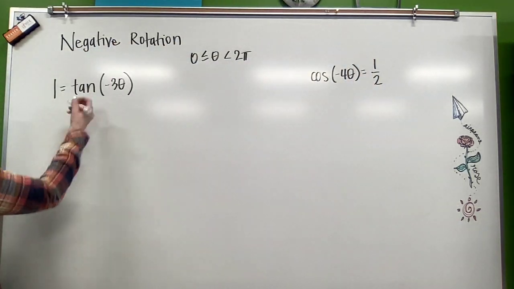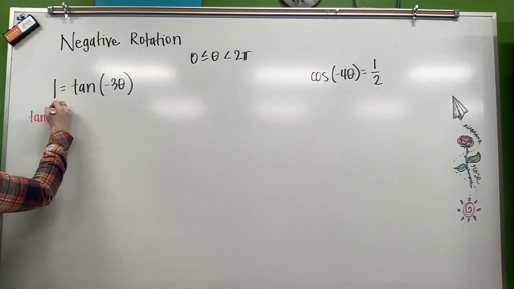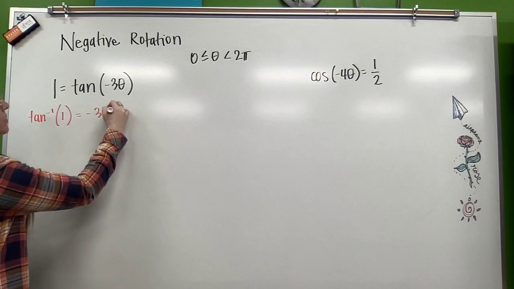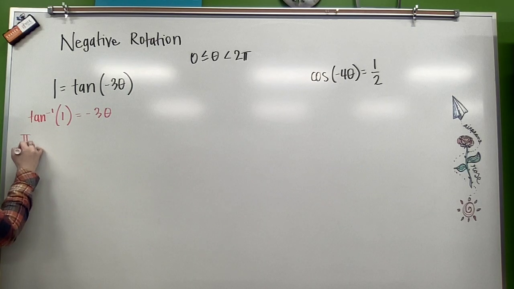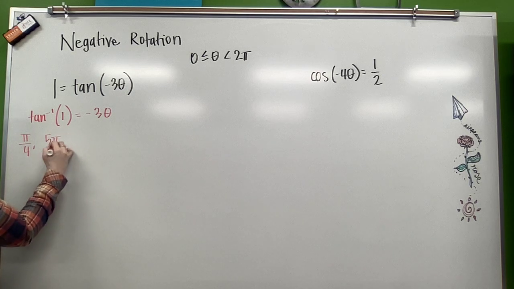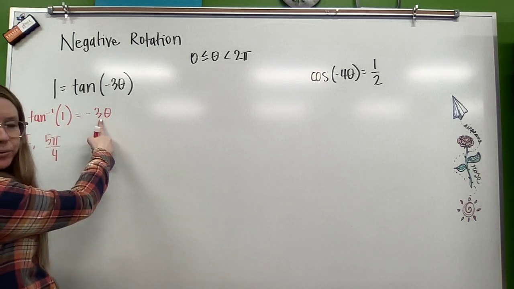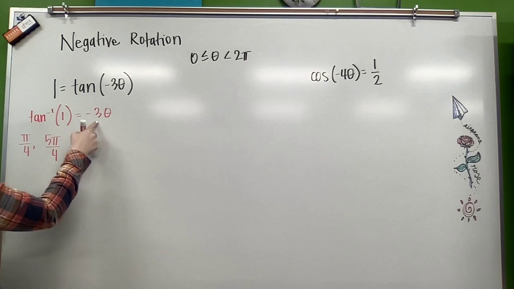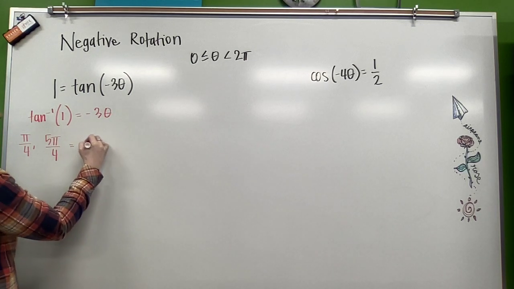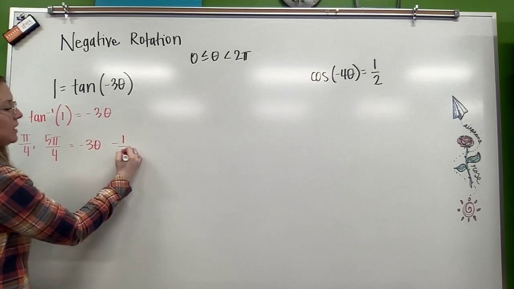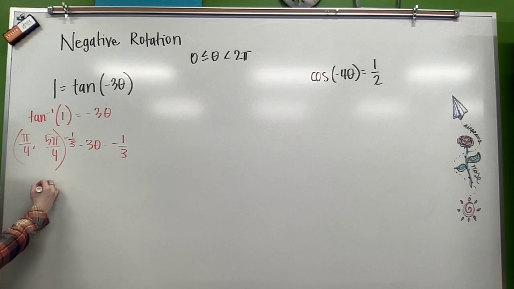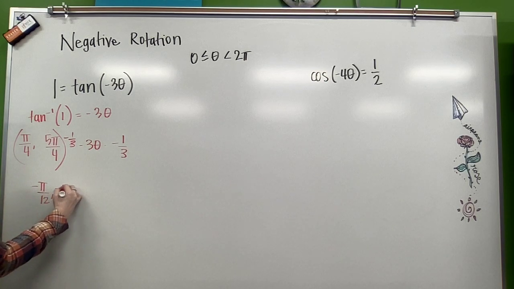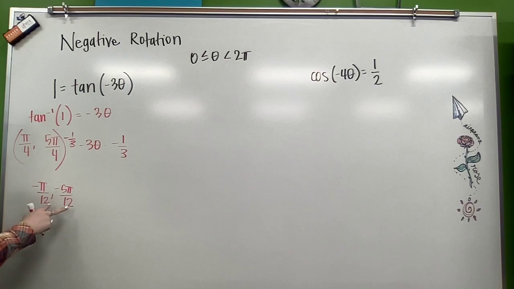So here, I want to figure out where does tangent equal 1, right? So that's going to be, let's say, pi over 4 and 5 pi over 4. We already know we're going to rotate around 3 times, but to save time, I'm just going to show what happens when I multiply by that negative 1/3. So I'm going to multiply all of these by negative 1/3. I'm going to get negative pi over 12 and negative 5 pi over 12. These are all negative, which means I'm not going to use any of them.